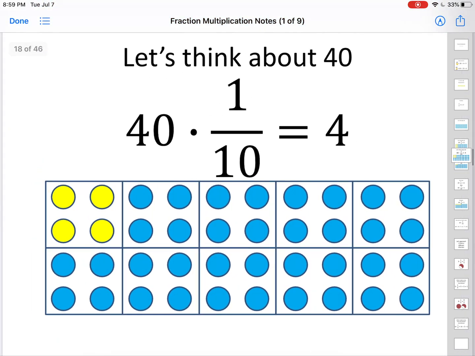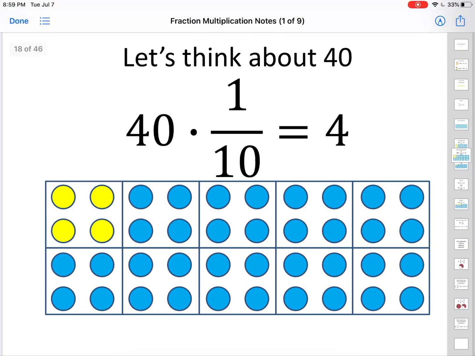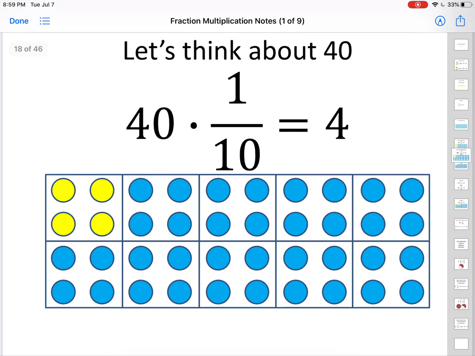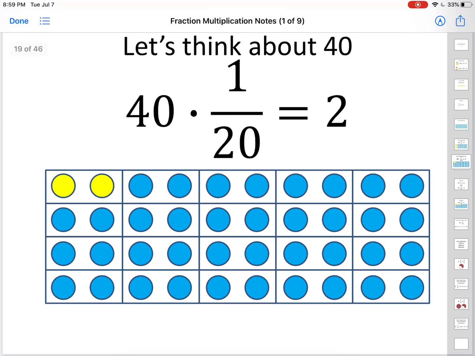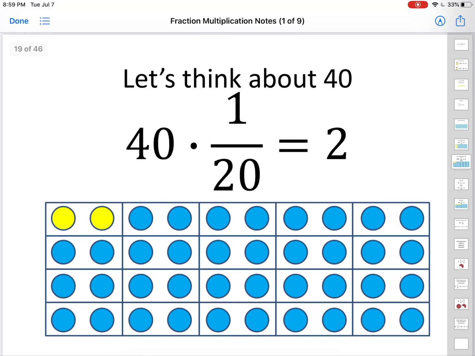All right, 40 times 1/10 is 4. Take 40, divide it into 10 pieces. 1, 2, 3, 4, 5, 6, 7, 8, 9, 10 pieces. Each one is 4. Okay? Next. 40 times 1/20th is 2. 40 divided by 20 is 2. Take 40, cut it into 20 pieces, you get 2. All right, so let's back up a little bit.